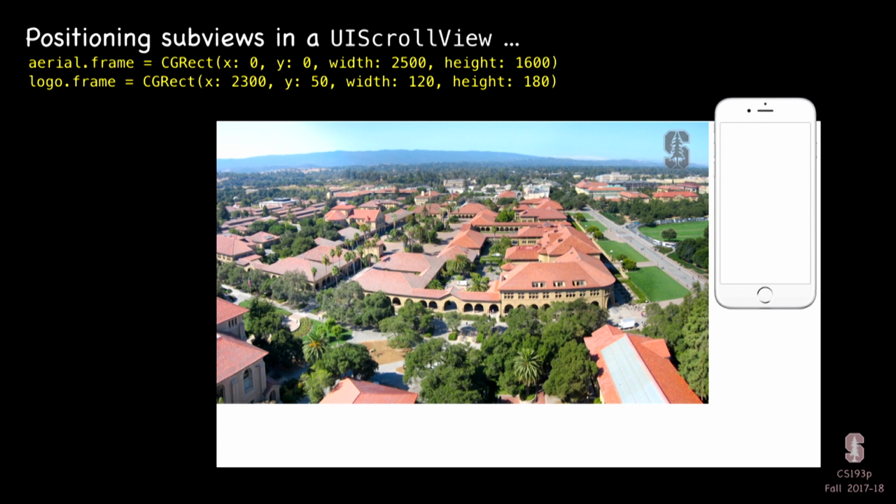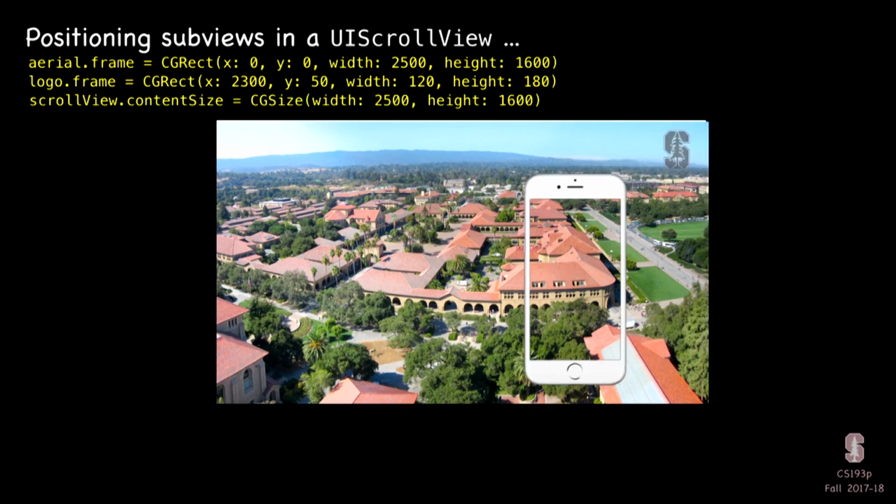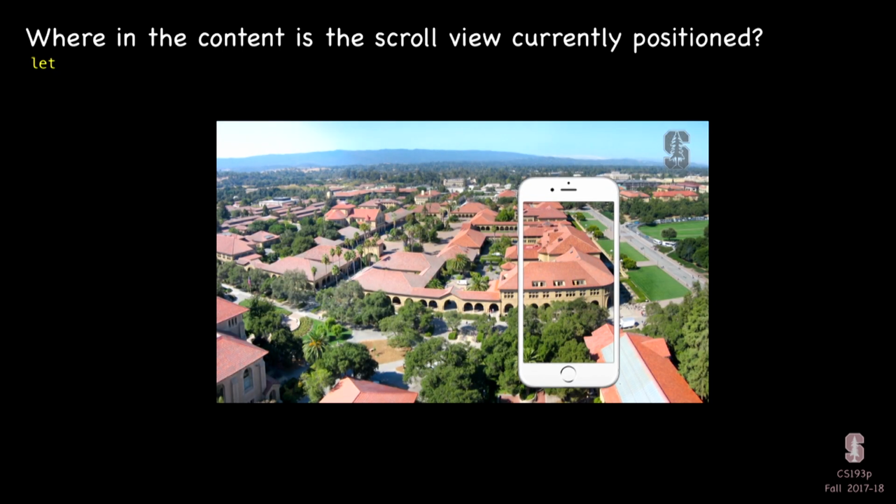Now I have all this white space on the edges, I don't want it anymore, so I can just reset my content size to fit the aerial frame, right? And now when I scroll around, I'm just looking in this new content area. Got it? So that's it. So it's just that content size is the key.